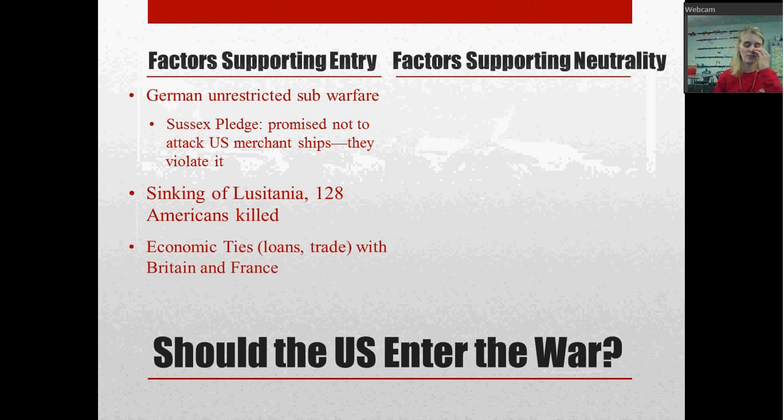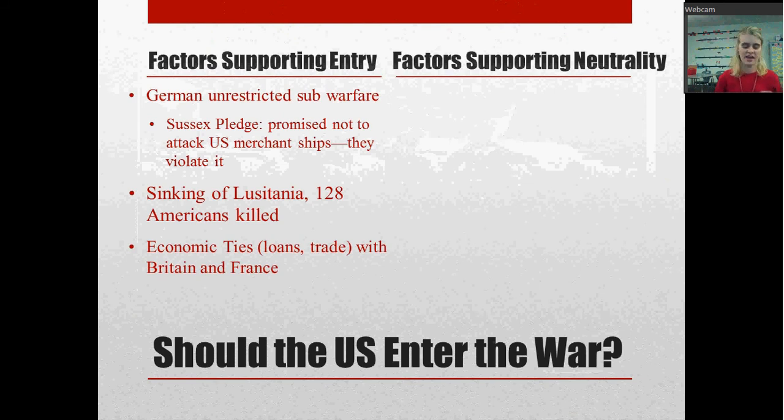The next thing that happens is that there are a lot of economic ties that we have with Britain and France. Basically we've loaned them money, we trade with them, they are kind of our closest allies in the world anyway. So a lot of people feel like because we have these economic ties with them, that we should support them in the war. At the very least, we should be giving them supplies and money and that sort of thing.